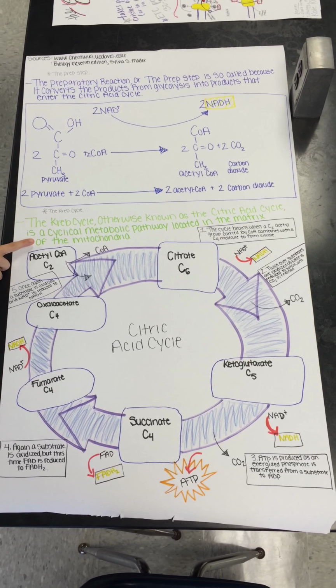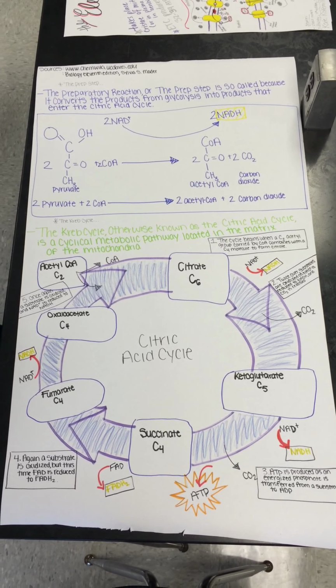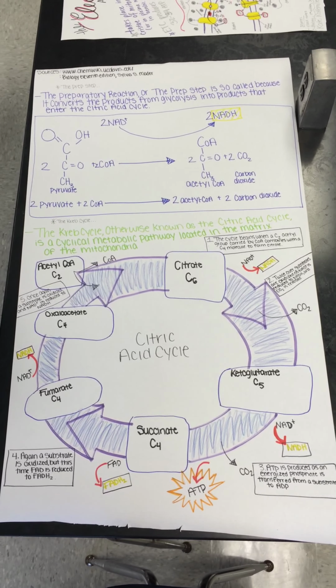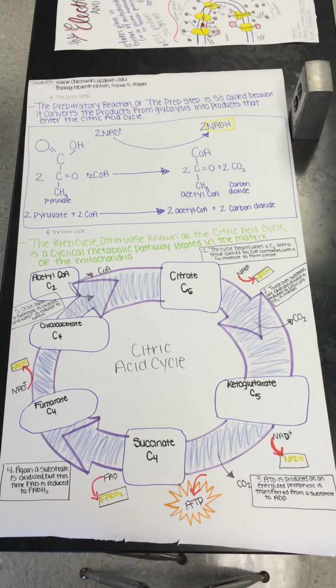Here is the Krebs cycle. The Krebs cycle is otherwise known as the citric acid cycle. It is a cyclical metabolic pathway located in the matrix of the mitochondria. It has 5 major steps.